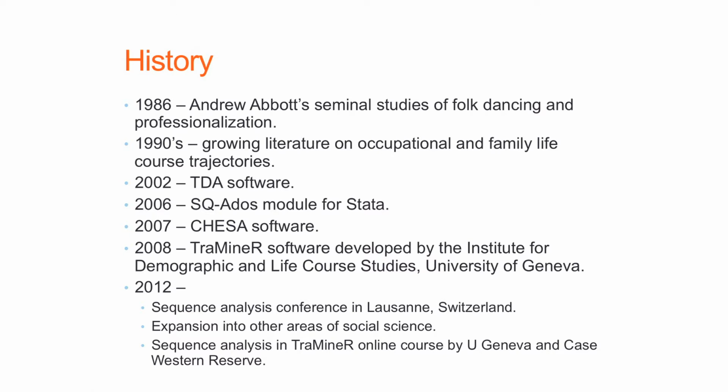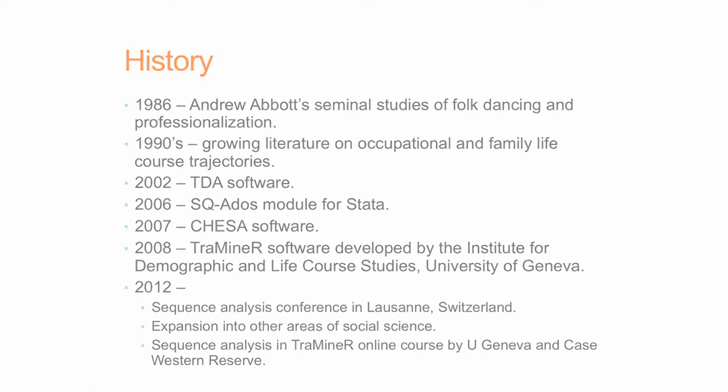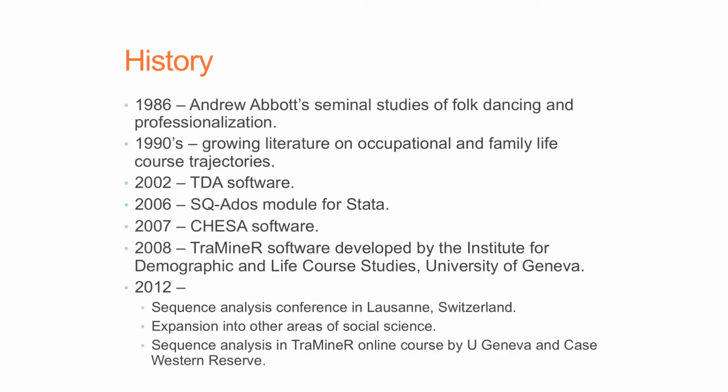CHISA software was released in 2007 to take care of some of the more complex questions that were being asked of those longitudinal sequence data. In 2008, TraMineR software was developed, excuse me, by the Institute for Demographic and Life Course Studies at the University of Geneva. And that today is the software package that is most developed and is actively being improved. And this is used in R.